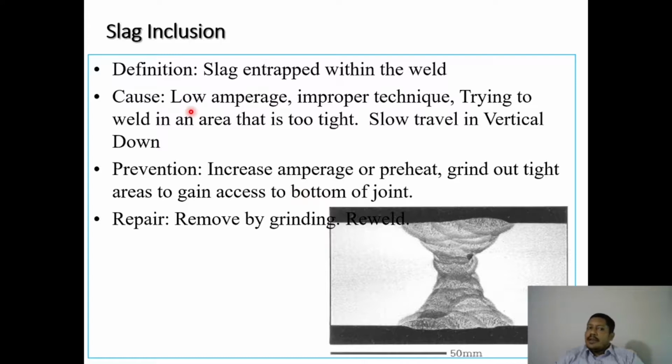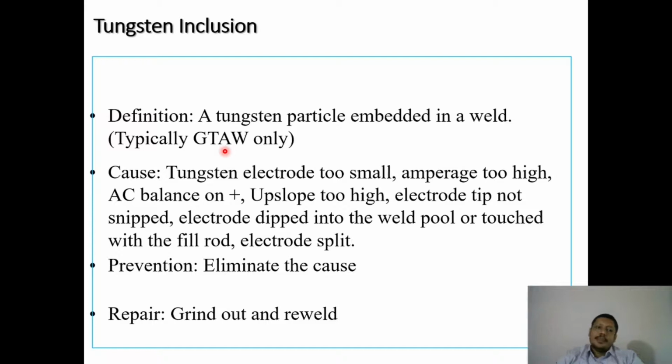The causes, again, are low amperage, improper technique, trying to weld in an area that is too tight, and slow travel in vertical down. These are the reasons why slag inclusions take place. So you have to do the opposite of these to ensure that no slag inclusion takes place in the welding process. Next inclusion is called tungsten inclusion.